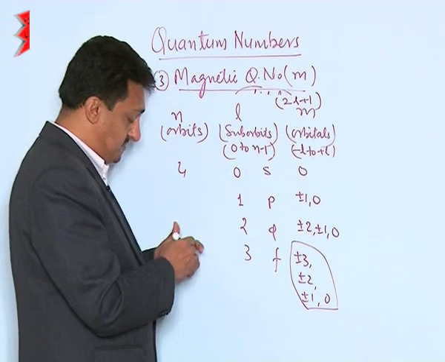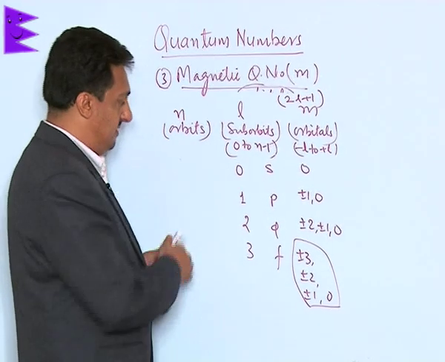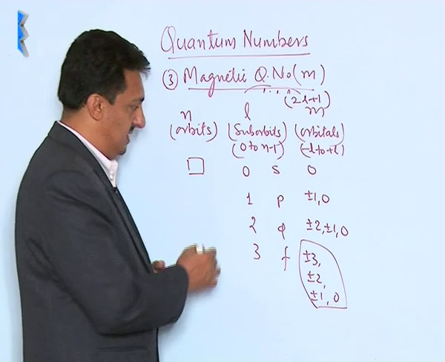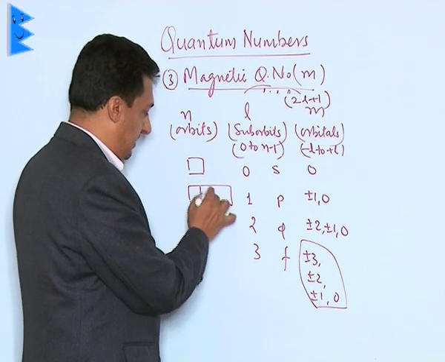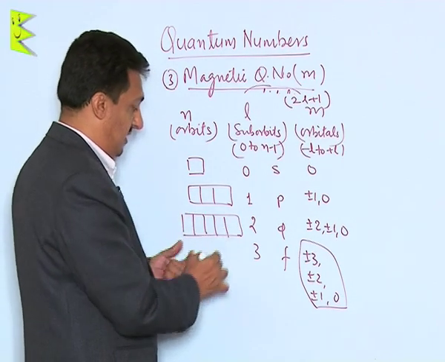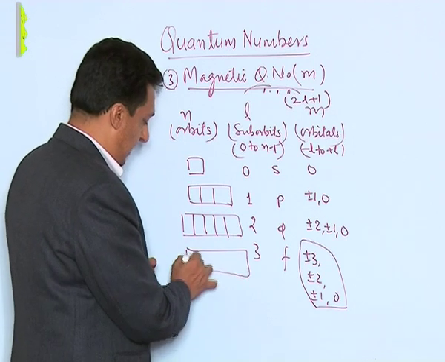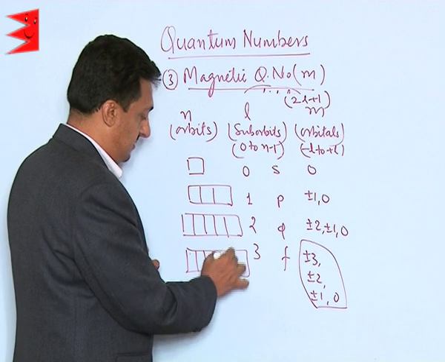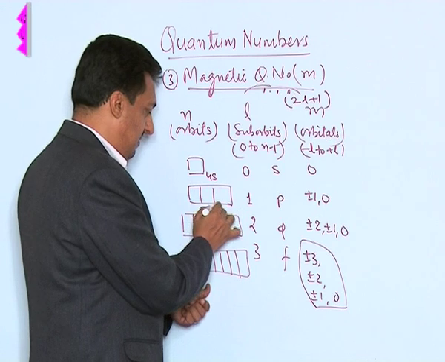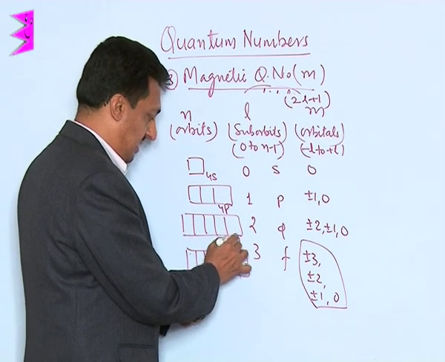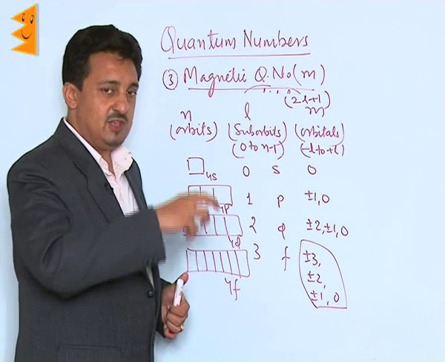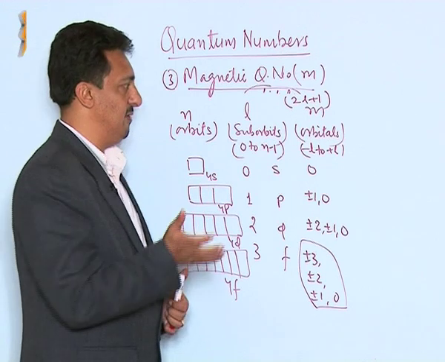So it means, I can draw here for you, the S suborbit is not further divided. It is an orbital as well as a suborbit in itself. P is divided into 3 orbitals. D is divided into 5 orbitals. And remember, F is divided into 7 orbitals. We call this 4s, this 4p, this 4d, and this 4f. So this is how we have divisions of the orbits into suborbits and orbitals with the help of these 3 quantum numbers.